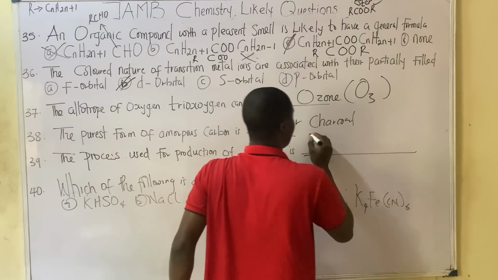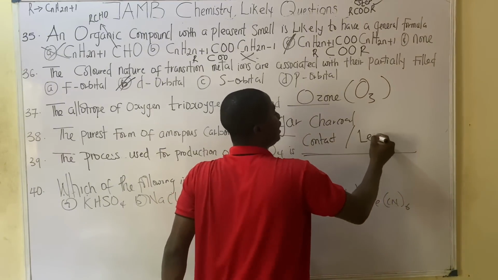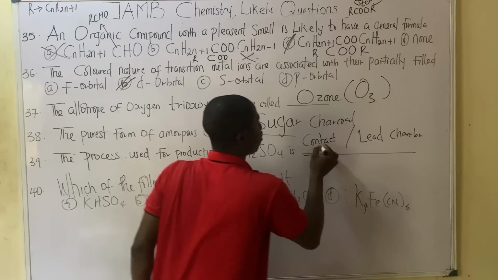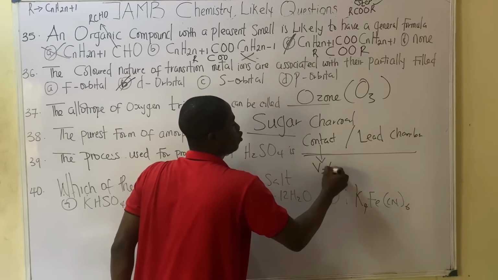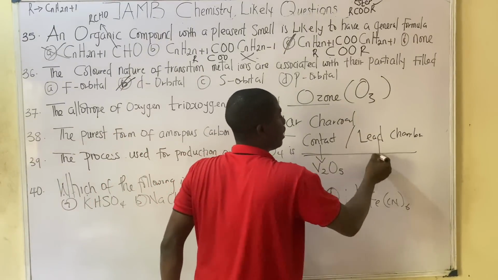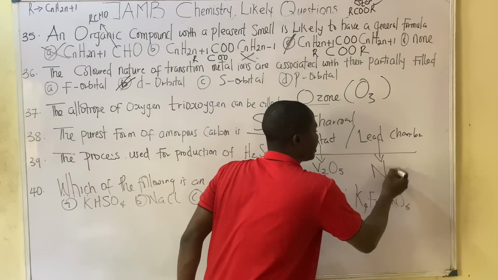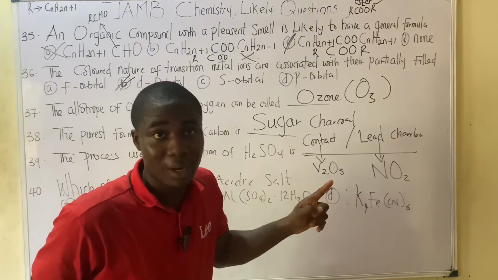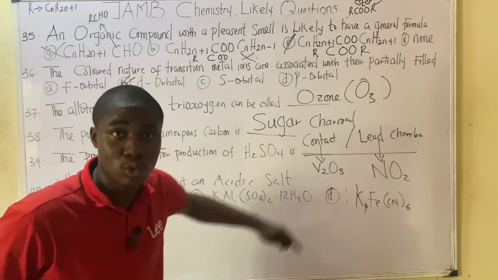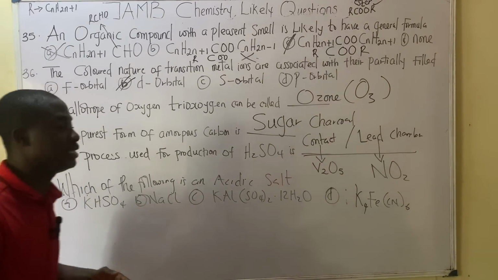Now 39 says the process used for production of H2SO4. We have 2 processes here. The first one is called the contact process, and the other one is called the lead chambers process. Do you understand? For the contact process, the catalyst used is V2O5, vanadium 5 oxide, whereas here the catalyst used is nitrogen 4 oxide, NO2. So NO2 is the catalyst used in the lead chambers process to produce H2SO4, but in the contact process, the catalyst is V2O5.